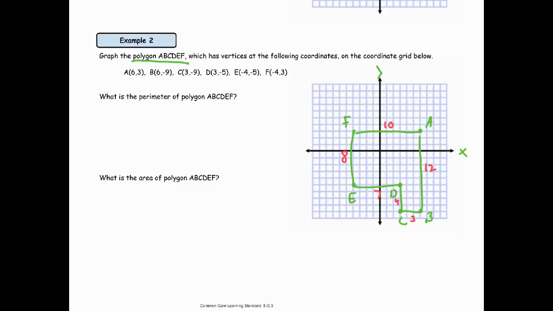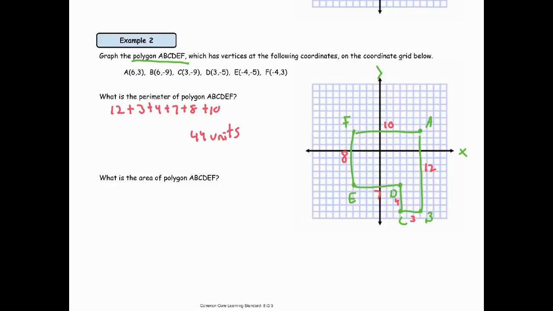So the perimeter would be the sum of those sides. So we're going to find the sum of 12 plus 3 plus 4 plus 7 and 8 and 10. And if we add those up, 12 and 3 is 15, plus 4 is 19, plus 7 is 26, plus 8 is 34, plus 10 is 44 units.